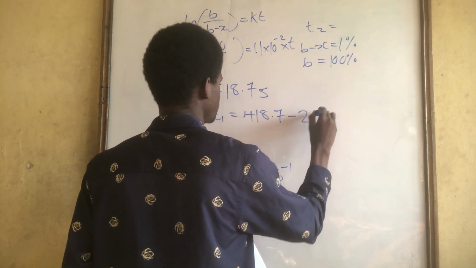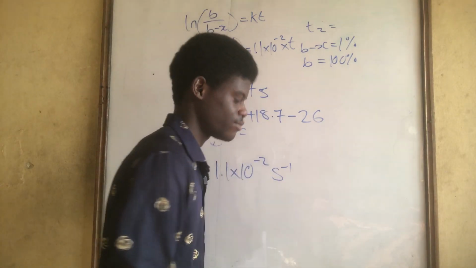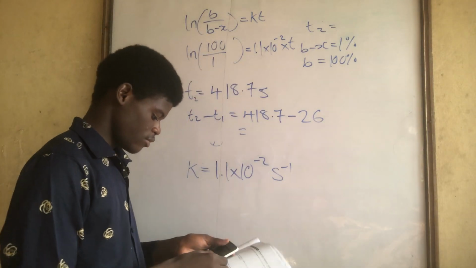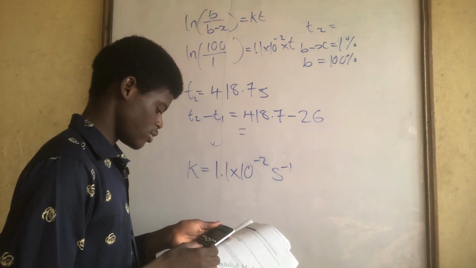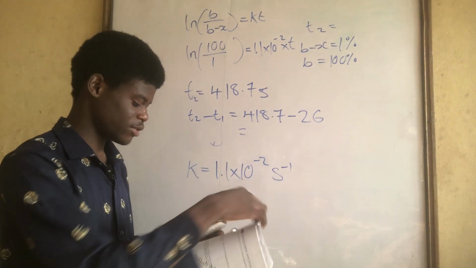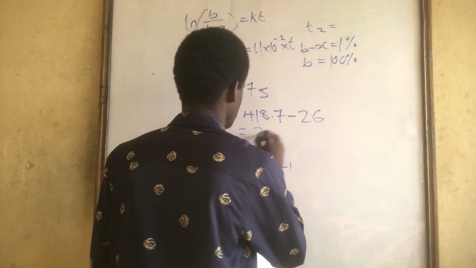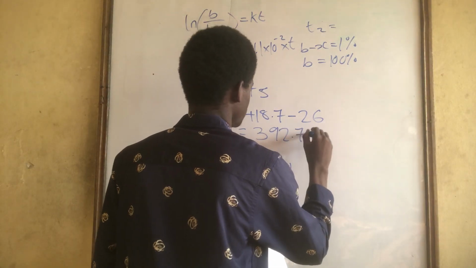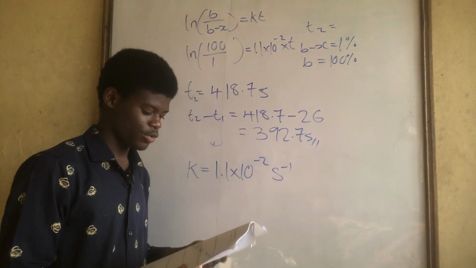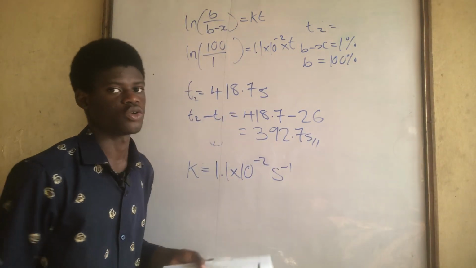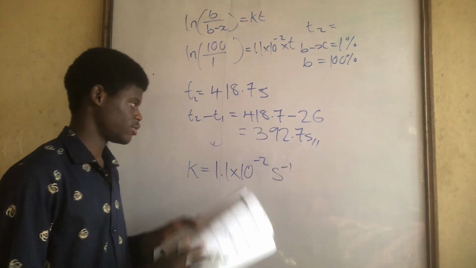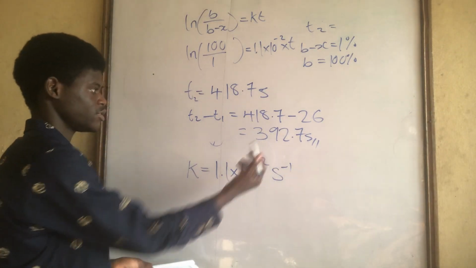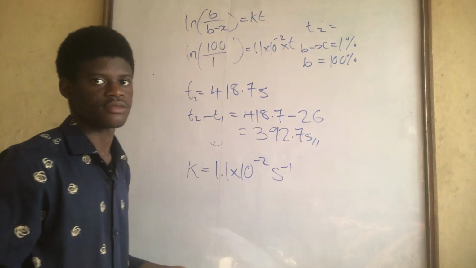418.7 minus 26. That will give 392.7 seconds. And if you check from the options, it is actually option A. The question number 31, the answer is option A, 390 seconds, if I approximate this.